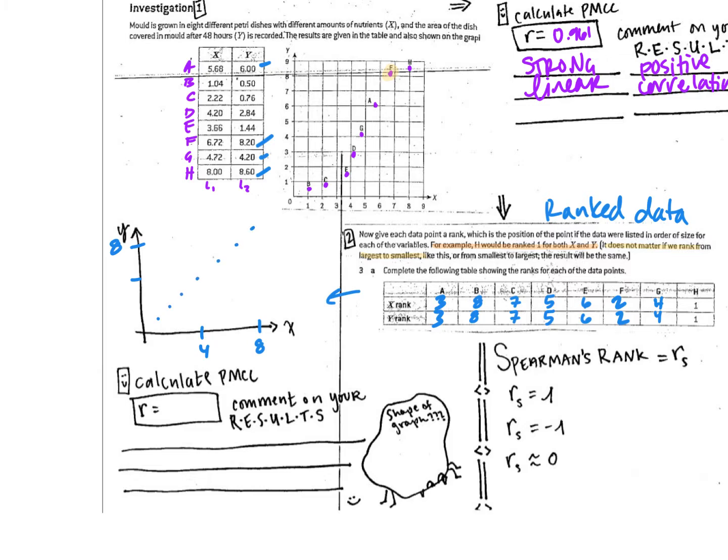Okay, so because of that, this R value is 1, right? Because it's like a perfect 1-to-1. And so it says calculate PMCC, so that's your R value. So again, you would enter the table. This would be like L1, this would be L2. You'd run your stats. And then it says comment on your results.